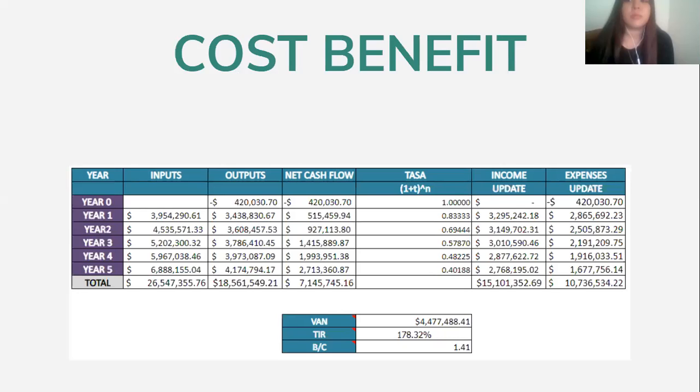This amount is obtained by dividing the total income by the total expenses of the company. The result must never be less than 1. If the result is less than 1, the company or business is not profitable. Our company has a 1.41 of cost benefit, a result that shows that the company is profitable.